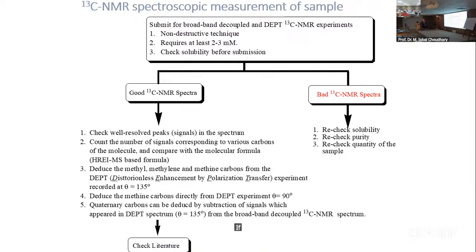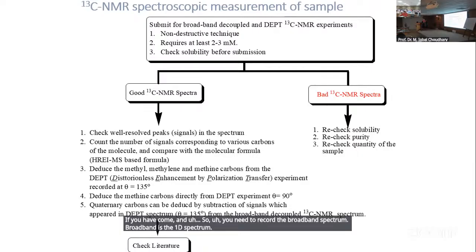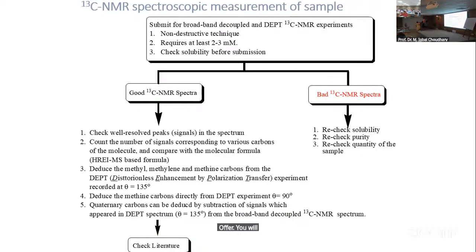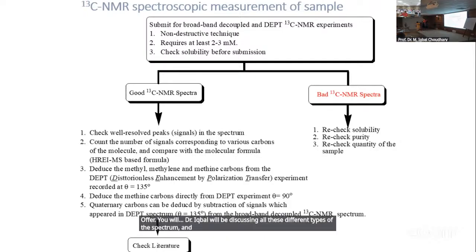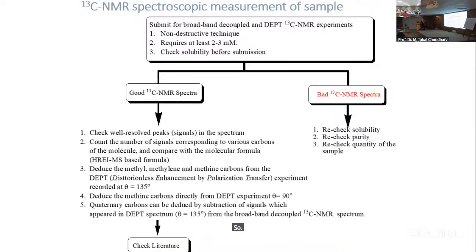Then you need to record the broadband spectrum. Dr. Iqbal will be discussing all these different types of spectra, the experiments, and the theory behind them. The broadband spectrum is the one-dimensional C13 NMR spectrum.